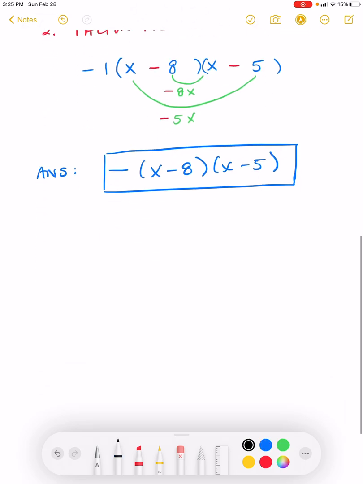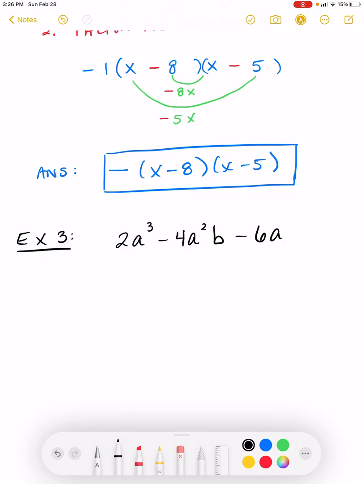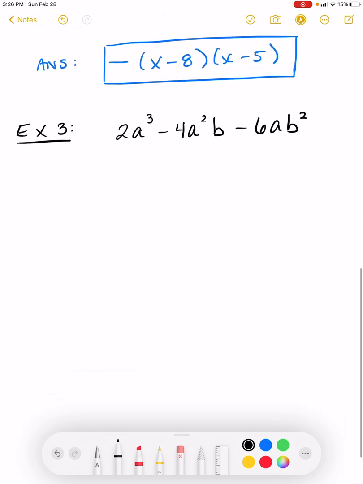So the next one we're going to do is going to look like this. Example 3: 2a cubed minus 4a squared b minus 6ab squared. And these are where they start looking a little bit more intimidating, and that is why we have to start first with factor out a GCF, okay? Factor out the GCF, which is what?